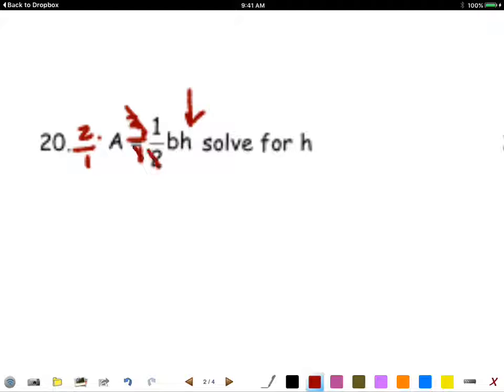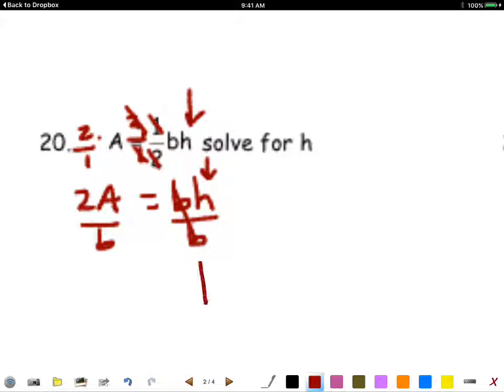So see, these will cancel. And you have 2a on this side equals bh. And now let's get rid of the b. How? Divide by the b. So you end up with h is equal to 2a over b. That just looks nicer than a over 0.5b.